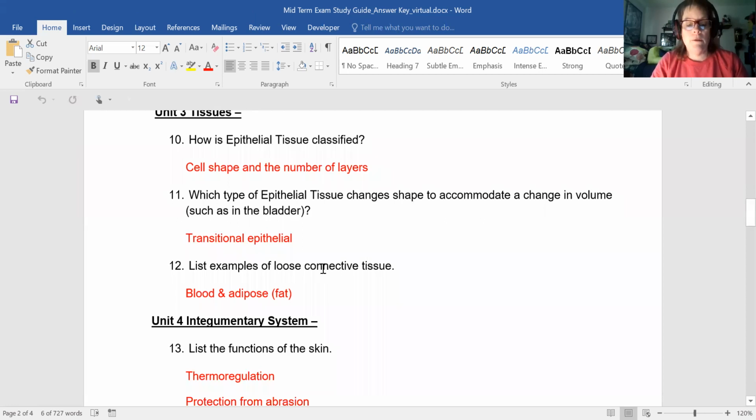And then for connective tissue, if you remember, it's classified as loose or dense, dense being like the hard, compact, like bone. But we talked about two types of loose connective tissue, which is blood and adipose. Adipose is just a fancy word for fat.